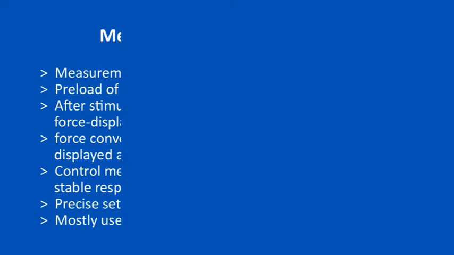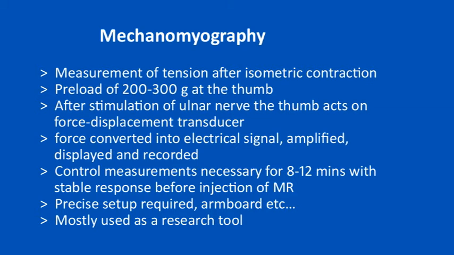Coming to the mechanomyographic method of recording the evoked responses, here we measure the tension after an isometric contraction. You give a preload of 200 to 300 grams at the thumb. After stimulation of the ulnar nerve, the thumb acts on a force displacement transducer. Force is converted into an electrical signal, amplified, displayed and recorded.